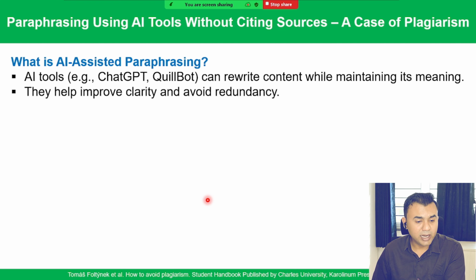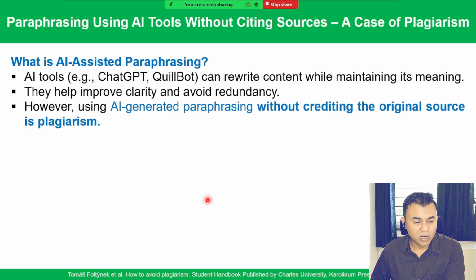Now, this helps improve clarity and avoid redundancy, definitely, and it helps us speed up our writing process. It'll help us establish a quick workflow for paraphrasing. However, most of the AI tools do not cite the sources. So, AI generated content or AI generated paraphrasing.